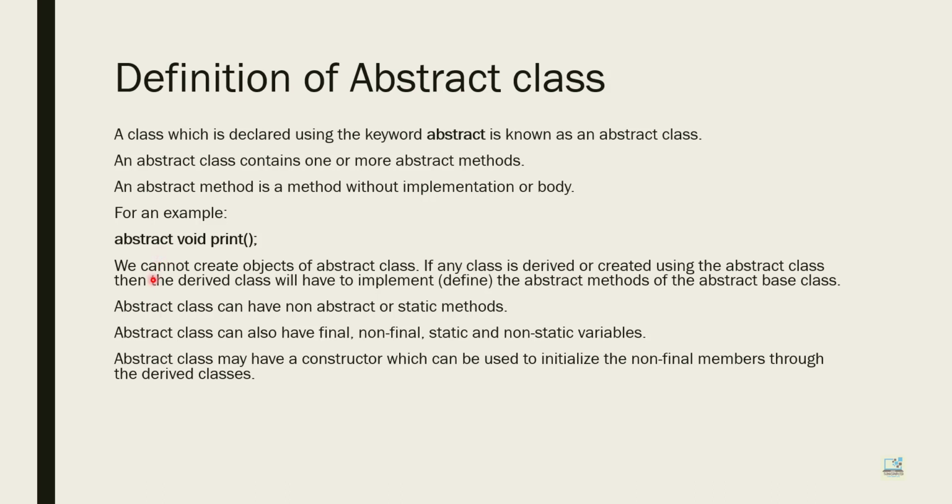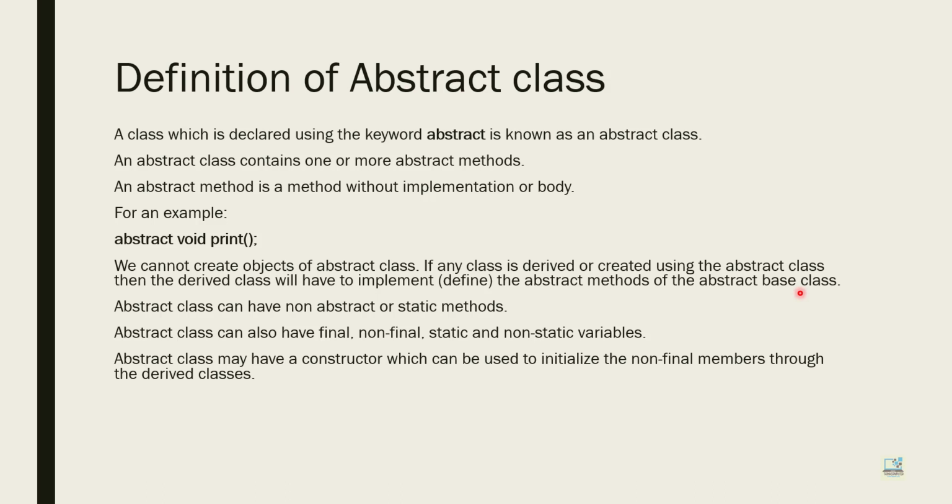Now we cannot create any object of an abstract class, and if any class is derived from the abstract class, then the derived class will have to implement the abstract methods of the abstract base class. Suppose you have an abstract class and you have two abstract methods in that class. Now if you derive any class from that abstract class, you have to define both of the abstract methods which are in the base class.